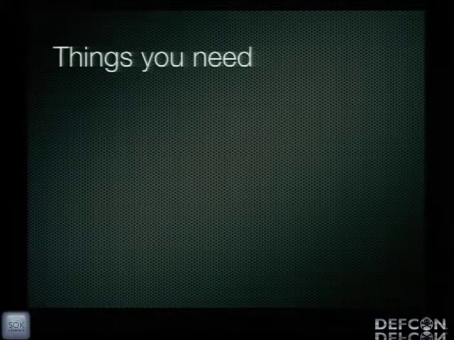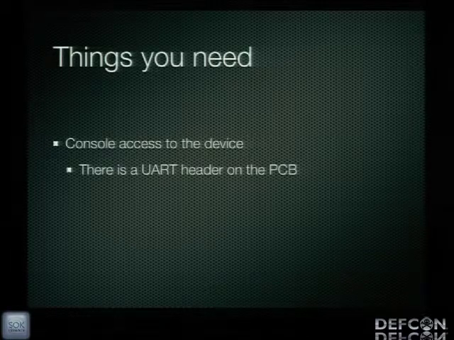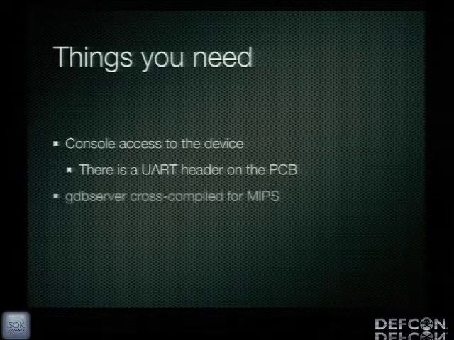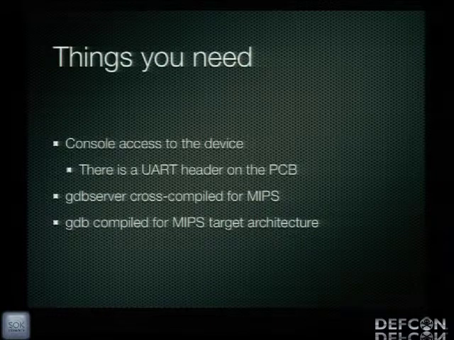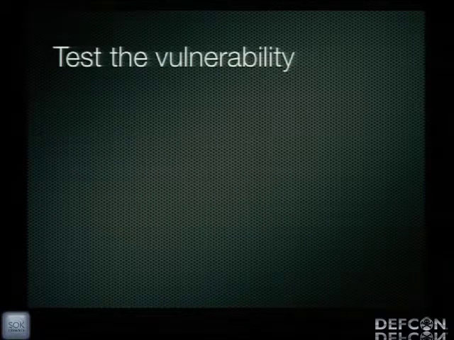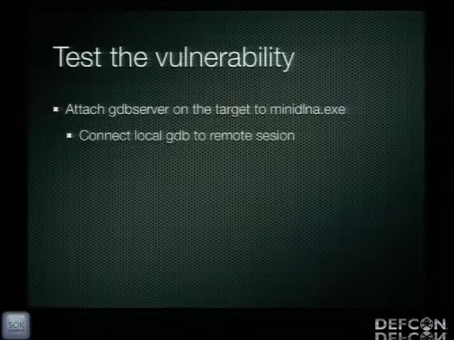So in order to develop this exploit, you're going to need a few things. One is console access to the device via the UART header that I showed you earlier. Also, you're going to need GDB server cross-compiled for MIPS, and you're going to need GDB on your workstation compiled for a MIPS target architecture. In order to test a vulnerability, just attach GDB server to the target process and connect your local GDB over the network to GDB server.